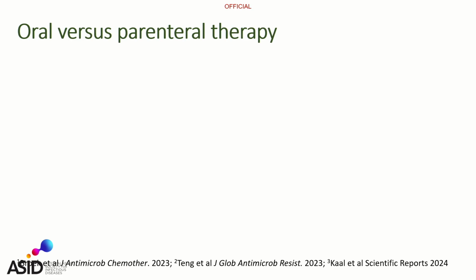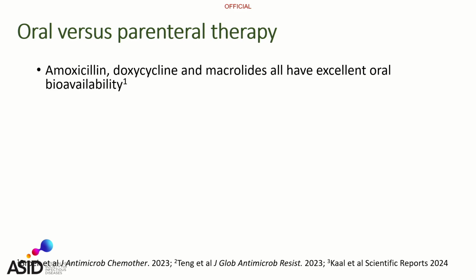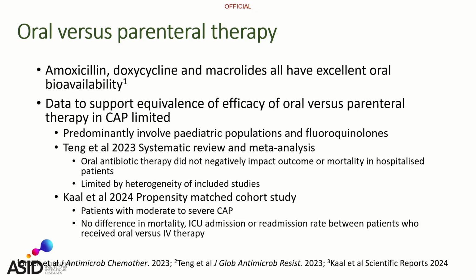As with a number of infectious syndromes, there's more emerging evidence around the use of early or oral-only therapy. And there was a lot of discussion about the place of this in community-acquired pneumonia. A lot of the key agents that can be given orally, such as amoxicillin, doxycycline, and macrolides, have excellent bioavailability. When you explore the evidence on this, there's not really a lot out there either for the efficacy versus parenteral therapy, but also not showing that it's inferior either.